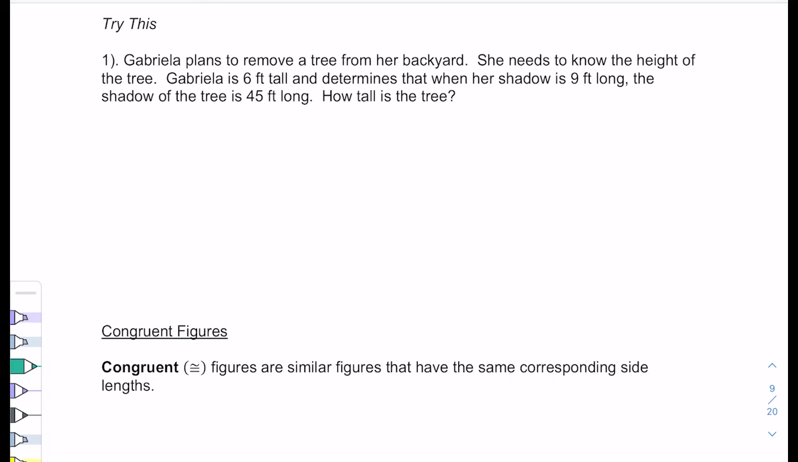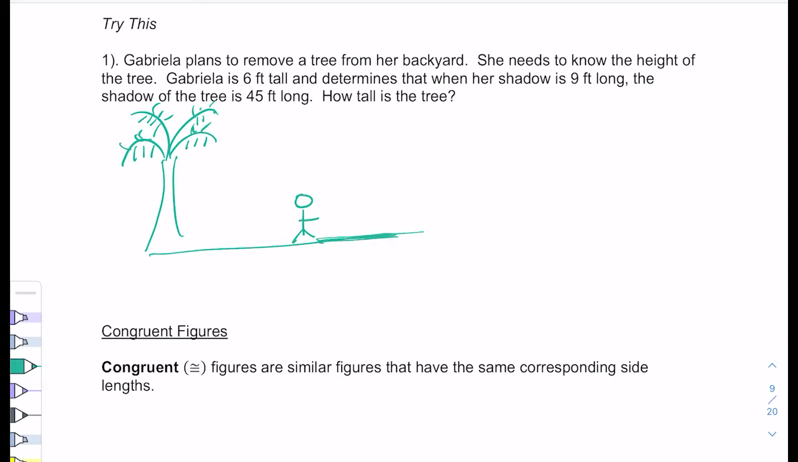So think of it like this. So here's your tree. Okay, we'll make it a palm tree since we're in Florida. Okay, and it's casting a shadow. And here's Gabriella. Okay, she's also casting a shadow. And what we need to do is figure out how tall is this tree.